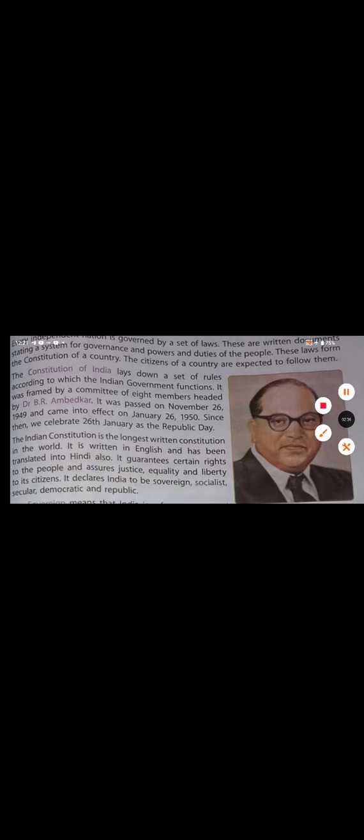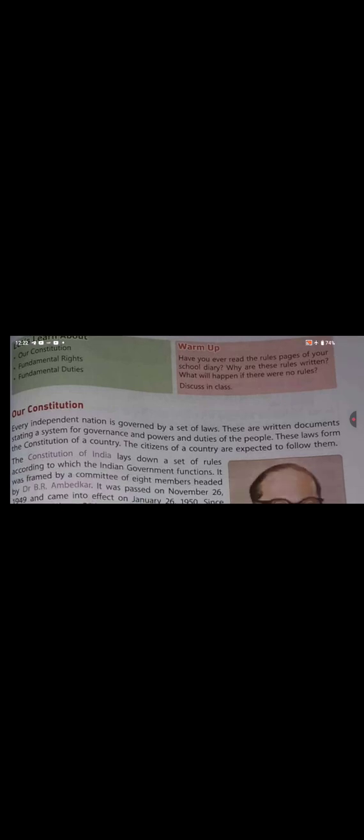Dear students, do you know where the rules and regulations for running a country are written? Yes, it's written in the constitution. How a country will run, all these things are mentioned in a constitution. And you know a very interesting fact: India's constitution is the world's longest written constitution. It's a very interesting thing. You must know about this.